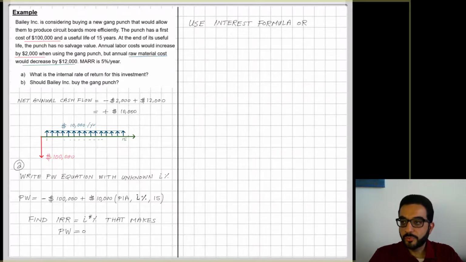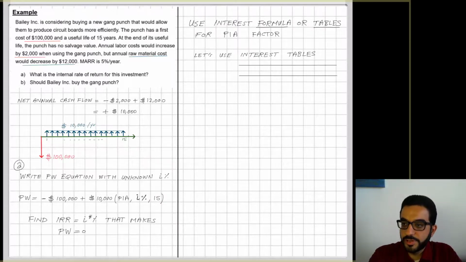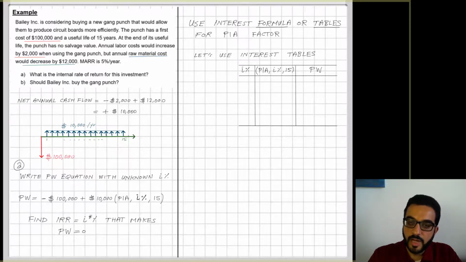Now we'll use interest formulas, or we can also use tables. For this case, I will use only the tables. I can take the P given A factor and plug in the formula for it, or I will look for its value from the tables. So let's use the interest tables, and what I will do is these trials of plugging in different values of I and P given A and find what present worth I'm getting. My goal is to get a perfectly 0 present worth, which is hard to get, but we'll see.